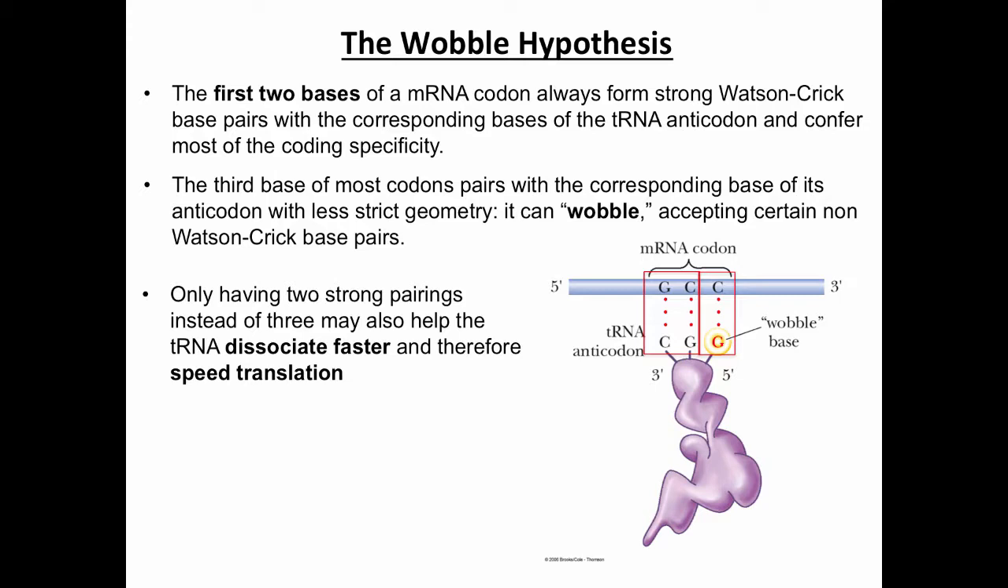Is the third base farther away? Is that why it doesn't base pair as strongly, or how does that work? I'm not entirely sure what exactly is going on at the molecular level that allows other bases to be accepted in that third position, other than the fact that you just need to have a good, strong hydrogen bonding for the first and second position. So I don't know. Yes, Mitch, do you know?